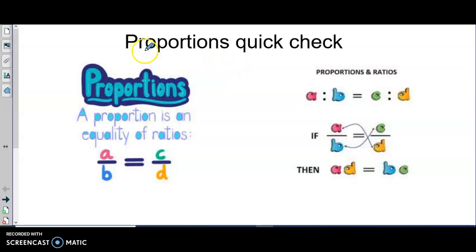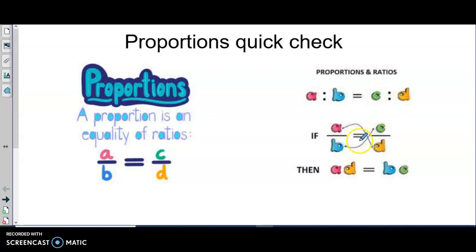So for today, we're looking at proportions. A proportion is an equality of ratios. It basically just means that if you have a ratio or a fraction, that they're equal. So here we have ratios A to B and C to D. We can set up those ratios as fractions, A over B and C over D.